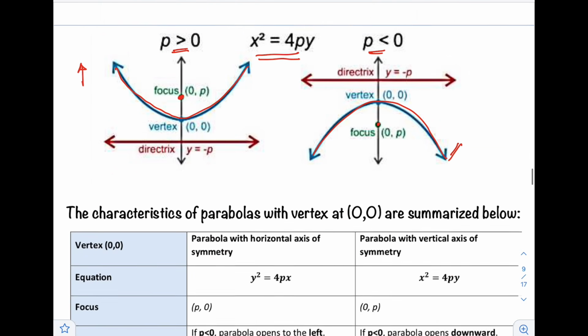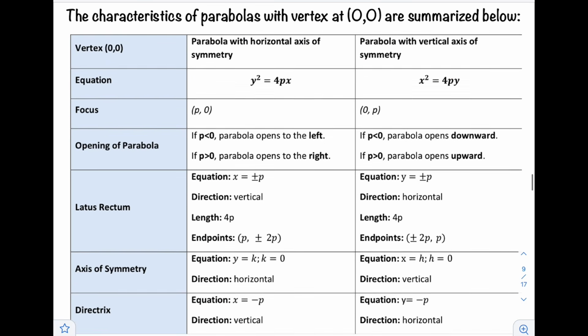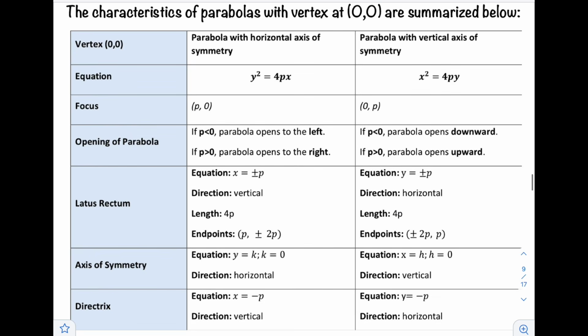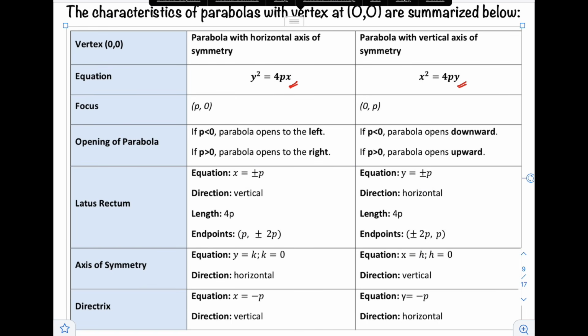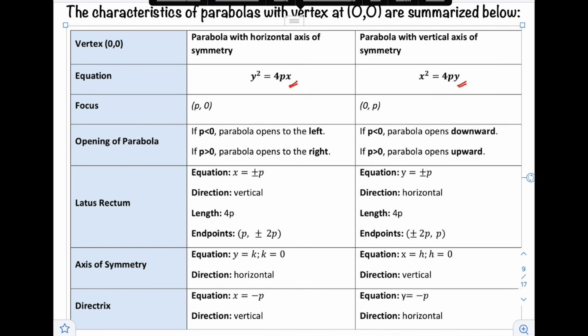So next, let's have the summary ng ating mga graph kanina. So kung natandaan nyo, may dalawa tayong standard form. So kung pagka yung y ang may square guys, kagaya nitong nasa may unang part natin, yung focus natin dyan is equal to (p, 0).